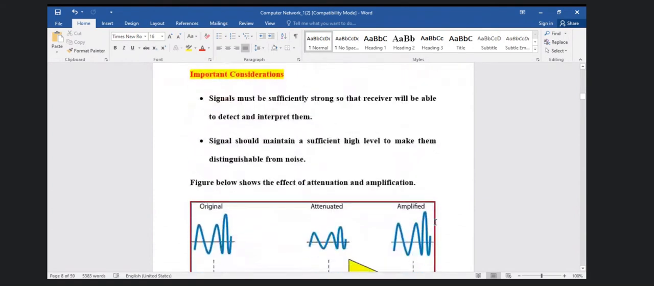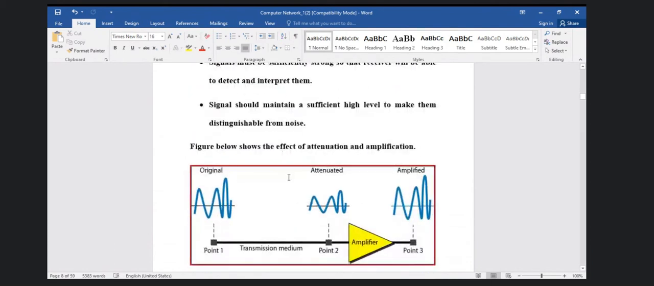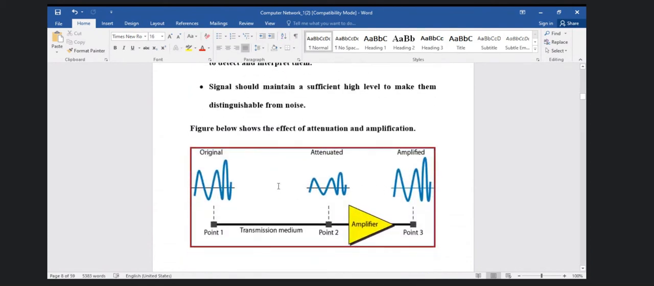So to take advantage of this, we can amplify the signal, and this amplifier is kept at a distance apart in a transmission medium. Here you can see that this is the original signal, and when it comes here, it is attenuated. If we use an amplifier, the signal is amplified.